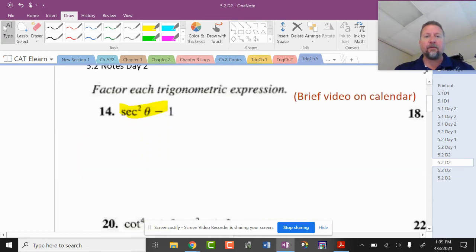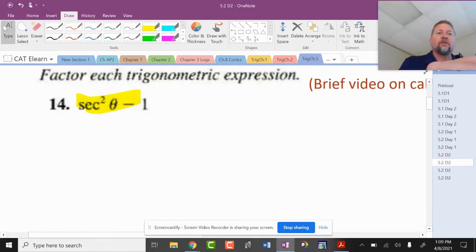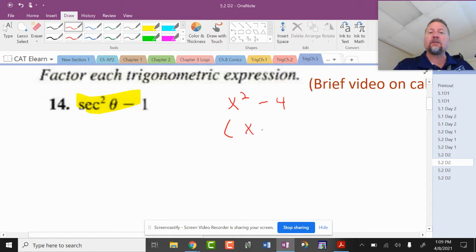So up here, this happened in the notes today. In the beginning of your homework, there's four questions that just say factor. There is nothing to simplify after that. Well, I'll wait to the last one that I do. And this is what I used as an example for difference of two squares.